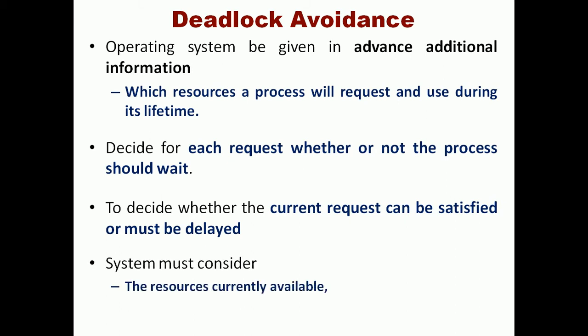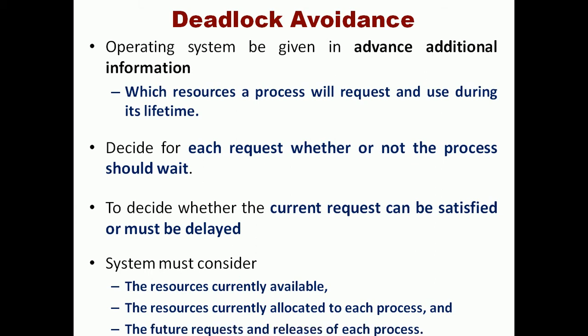The system must consider the resources currently available. Then only can we know whether the process is supposed to wait or must be delayed. The next is the resources currently allocated to each process. What is the status of the currently available resources and the future requests and releases of each process?